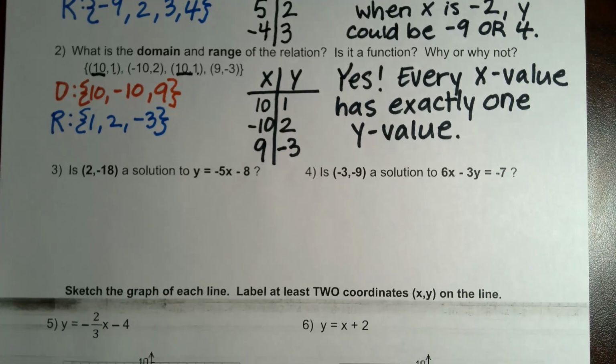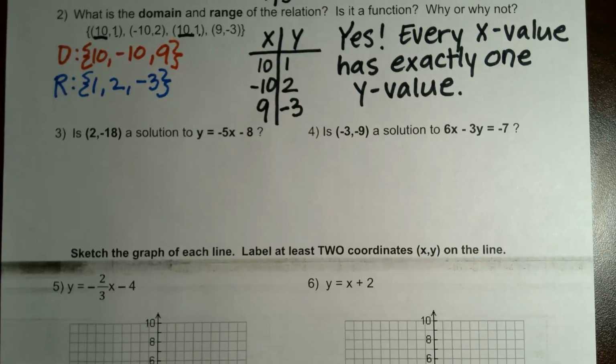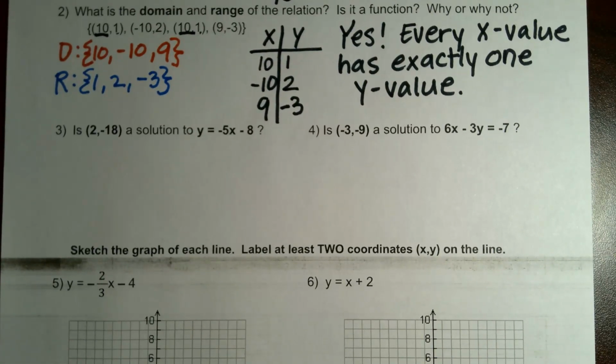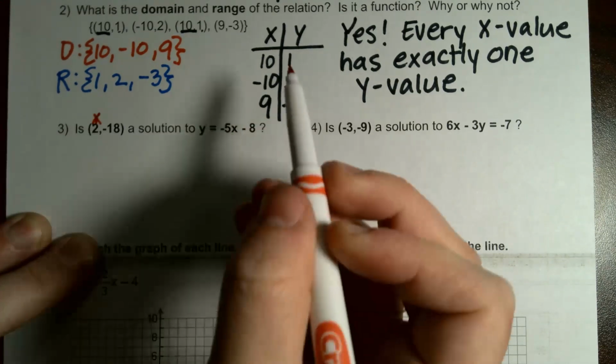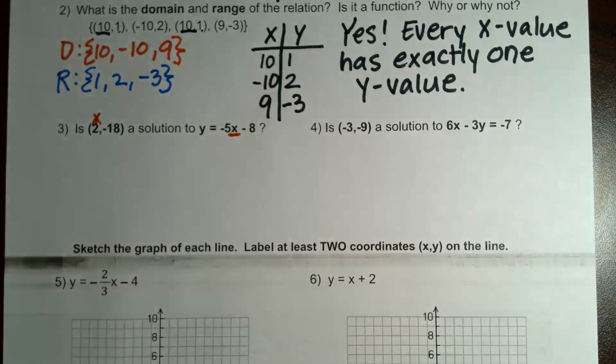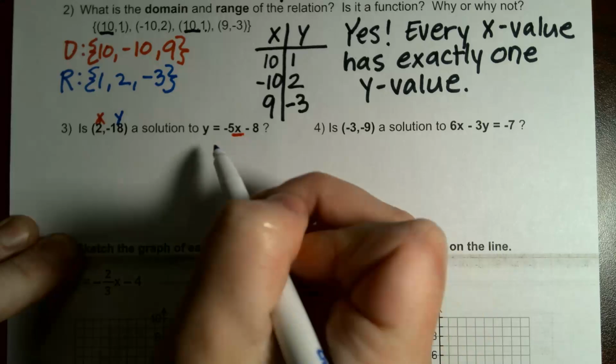Okay, let's look at number 3 now. We have the question, is the coordinate 2, negative 18, a solution to y equals negative 5x minus 8? How do we find out if it's a solution? Yes, we are going to plug in our x value and our y value to that original equation. So I like to label things just so I don't lose track of what I'm doing. My 2 is going to be my x. My negative 18 is going to be my y.